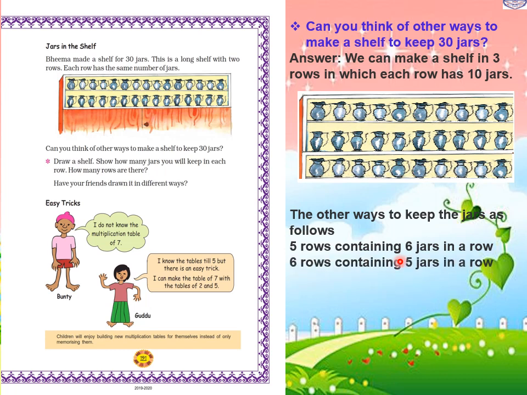Now the next way, we can make 6 rows containing 5 jars in a row. So we can make 6 rows, and we can keep 5 jars in each row. So then also we can get 30 jars. 6 fives are 30.